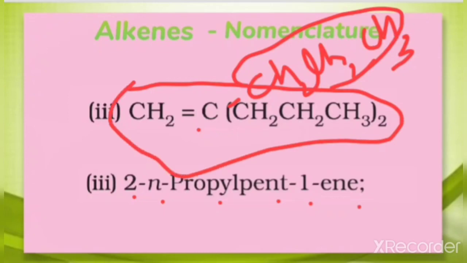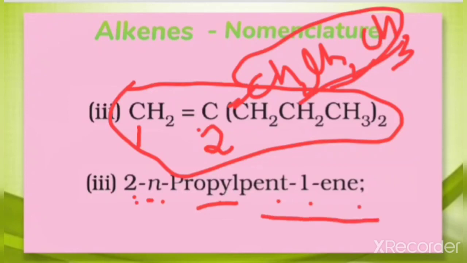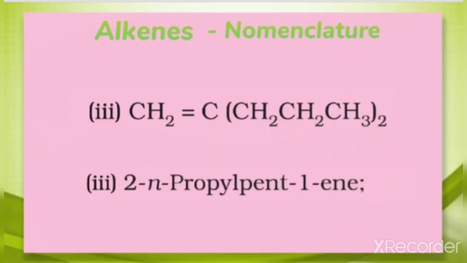So in the main chain you can take this as a substituent, on the second position, because this one is first, second. On the second position there is one propyl group, so that is 2-propyl, n because it's a straight chain, and pent-1-ene. Why? Because the number of carbons, when you count it here in the main chain, 1, 2, 3, 4, 5. Better I will write it once again clearly.